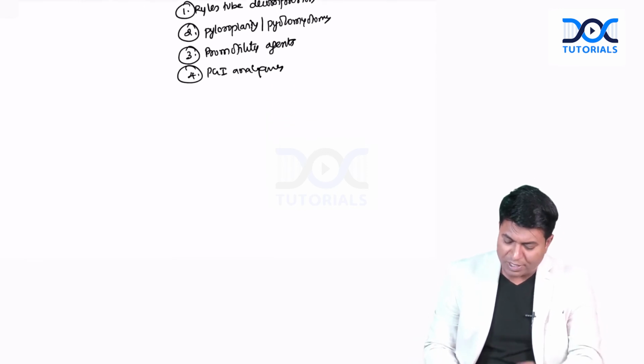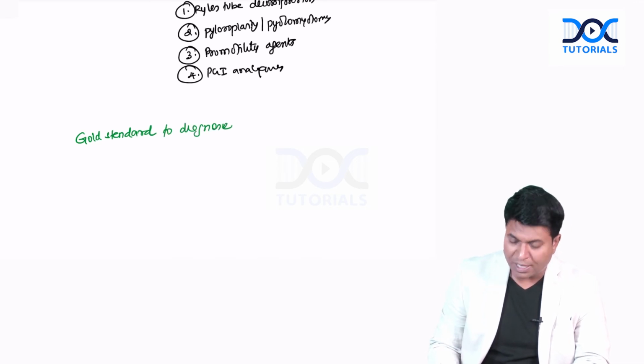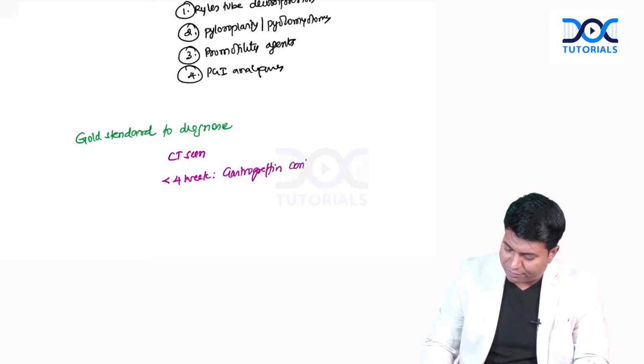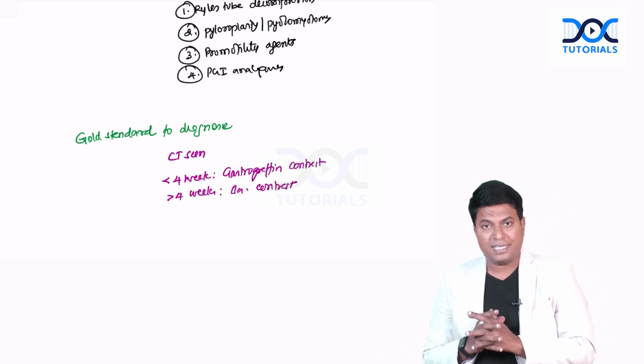So what is the gold standard to diagnose the anastomotic leak? So I have done an anastomosis. I have to diagnose the anastomotic leak. Now the answer is CT scan. In a patient less than 4 weeks out, we give gastrografin contrast. Less than 4 weeks, we should give gastrografin contrast. More than 4 weeks, I should give barium contrast. This is one of the important MCQs for your exams. The gold standard to diagnose the leak is by means of CT scan.